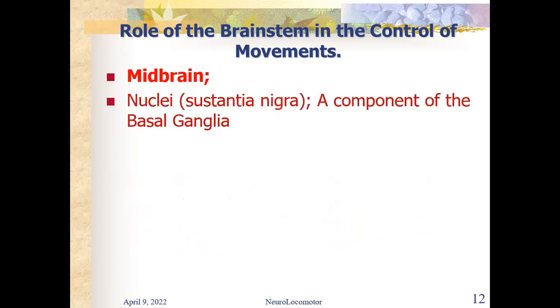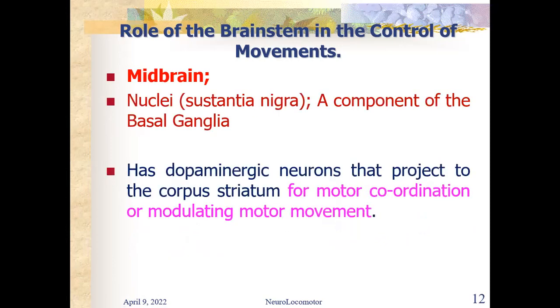So we move to the substantia nigra, still in the midbrain. We have seen the substantia nigra, and we have also seen its functions. We have seen the interaction of the substantia nigra with the basal ganglia, as a component of the basal ganglia, and the connections between them.